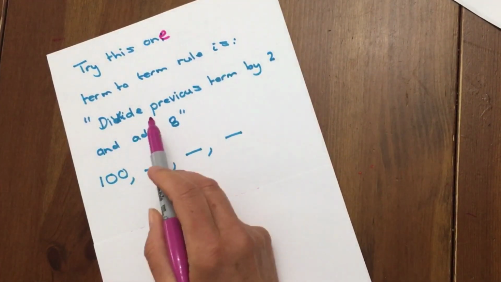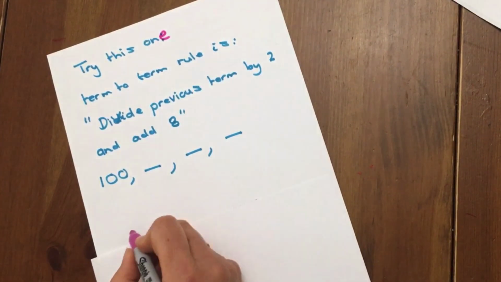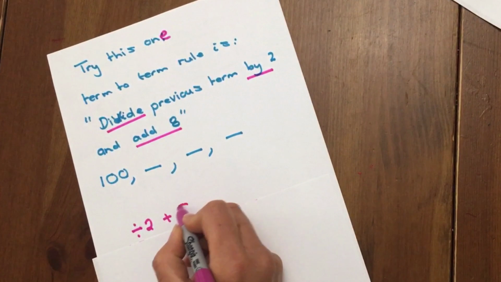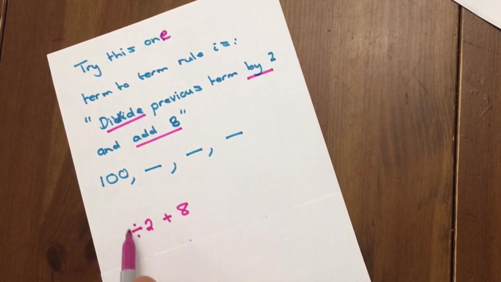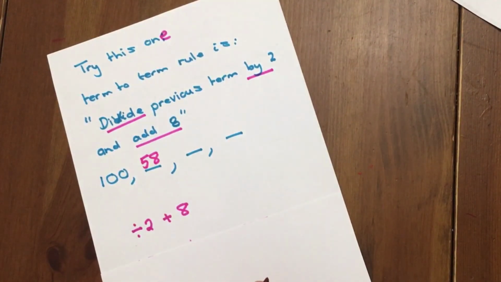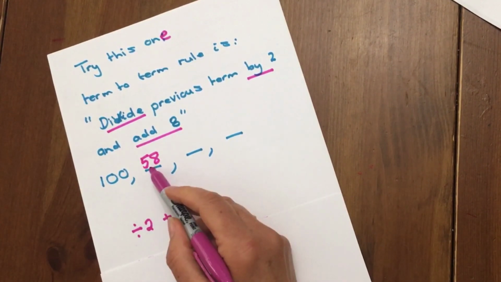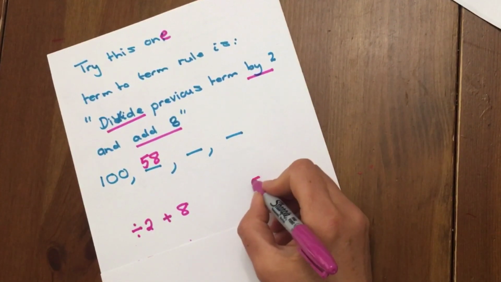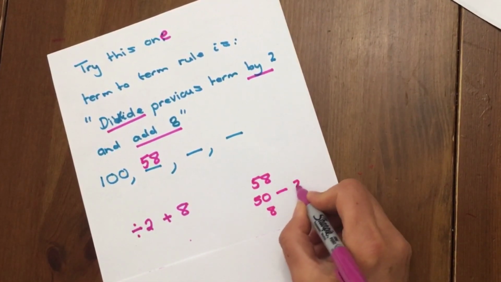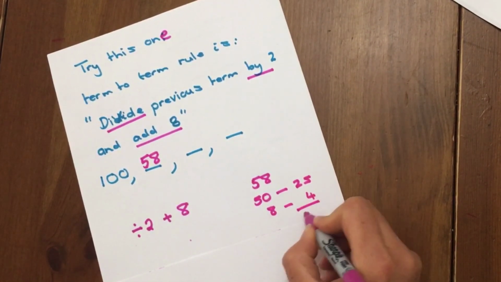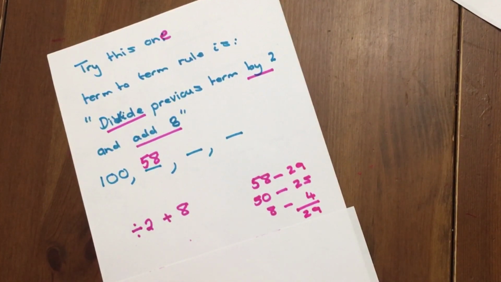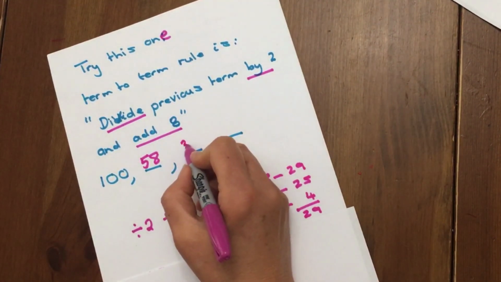So the term-to-term rule is divide the previous term by 2, then add 8. So 100 divided by 2 is 50, add 8. Again, hopefully you pause this video and you've had a go at doing this before you do the rest. Divide by 2, well, remember when I'm dividing, this is work we did in year 7, I can divide 50, I can divide 8, half of 50, half of 8, so half the whole thing would be 29. So half of 58 is 29, add 8 will give me 37.